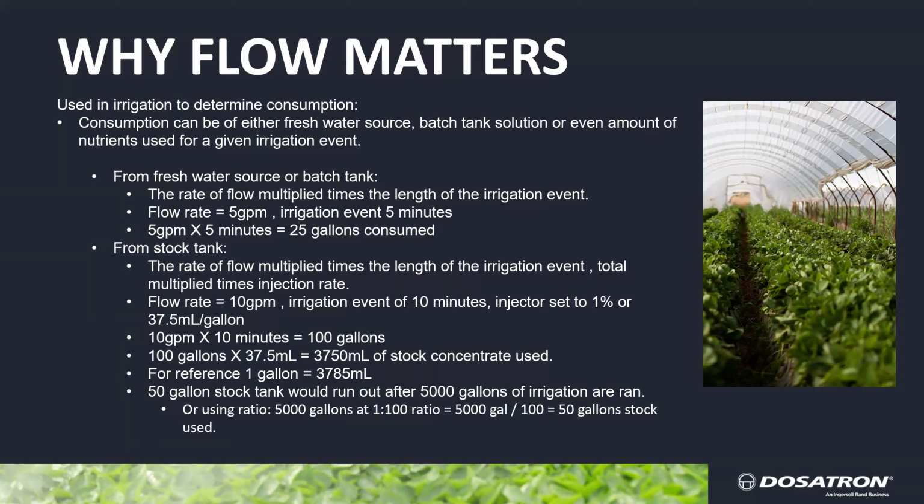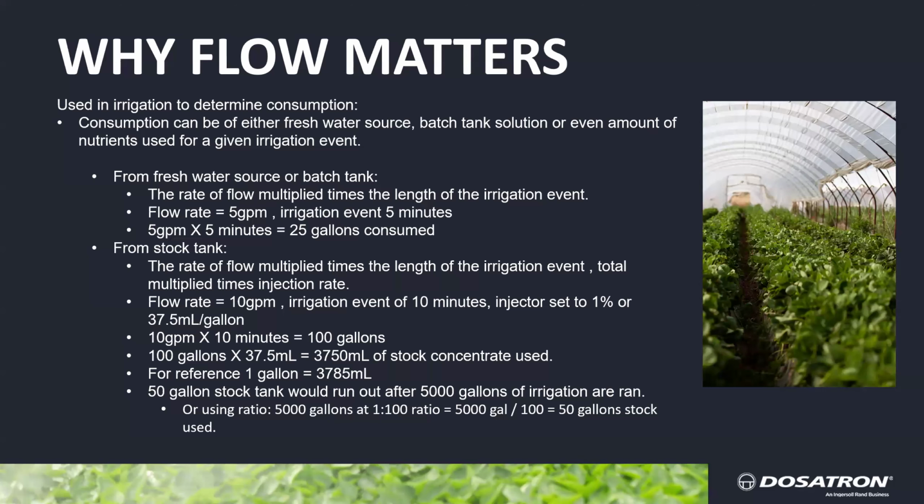So flow rate is 10 gallons per minute in this example, and we have an irrigation event of 10 minutes. My injector is set to 1%, or 37.5 mil per gallon. First, I want to figure out my flow rate times my irrigation event to get my total amount of water consumed. That comes out to 100 gallons.